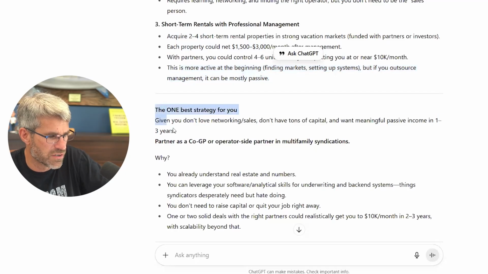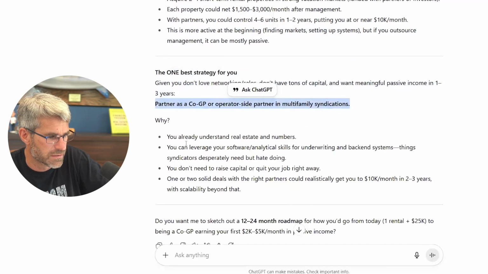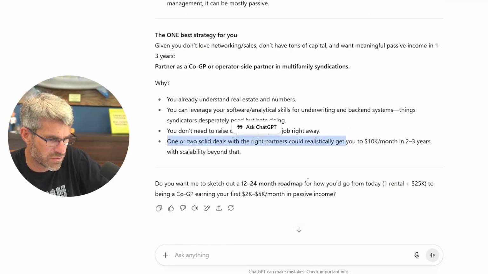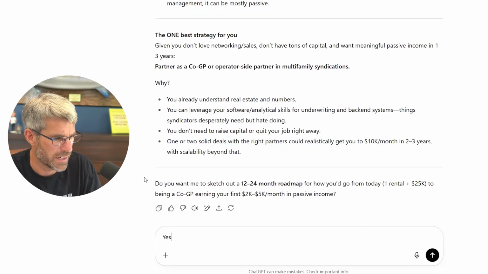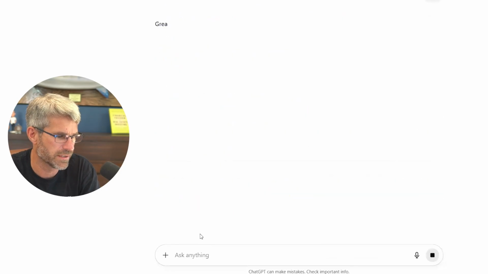Now, one strategy for you, given you don't love networking and sales, don't have tons of capital, and want meaningful passive income, is partnering as a co-GP or operating side by side in multifamily syndications. Why? You understand real estate numbers. You can leverage your software skills, so you don't need to raise capital. 1 or 2 solid deals with the right partners could really get you to $10,000 a month in 2 to 3 years. All right, now that's very helpful. Do you want me to sketch out a roadmap? Sure. Let's see what roadmap you got here.